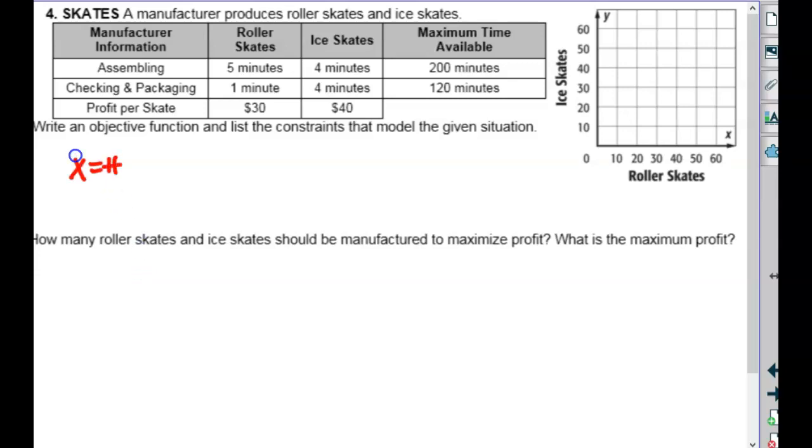Okay, so number of roller skates that we make. I assume it's pairs, but we'll go with that. Pairs of roller skates. Okay. Haley, tell me something else. That's supposed to say pairs. Pairs of ice skates. Okay. Kaden, tell me something.